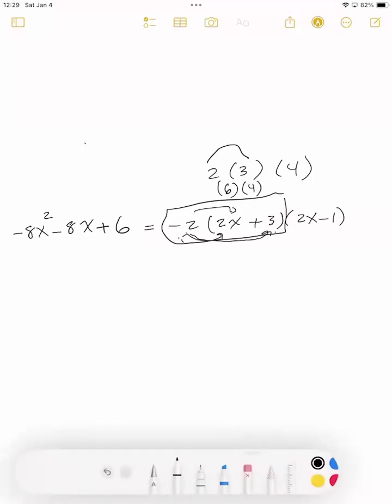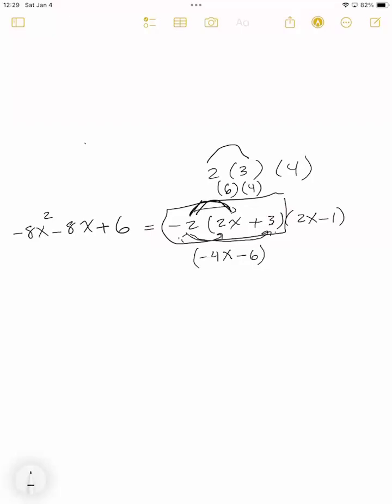Negative 2 times 2 is negative 4x. Negative 2 times positive 3 is negative 6. So you're done with multiplying these two. Just like you're multiplying 2 by 3 and you're done, you get 6. So you're done with these two. And then you multiply the result by the third factor, which is 2x minus 5.